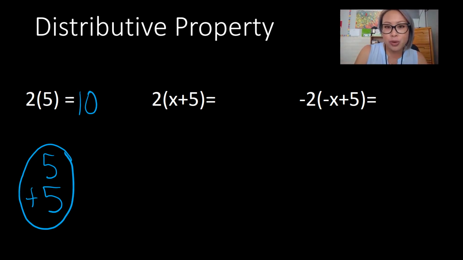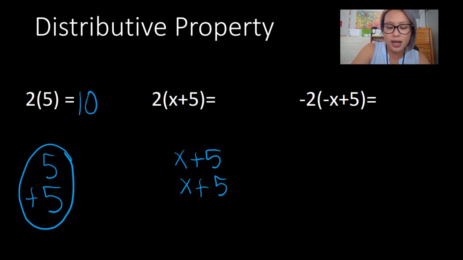Well, when we have distributive property, when we throw a variable in there, we do the same exact thing. We have the same logic. So let's take a look at the next one. You have distributive property here. And if the first one was 2 groups of 5, well, this one would be 2 groups of x plus 5. So if I were to draw that out, I would draw an x plus 5. That's one group. And my second group would also be x plus 5.